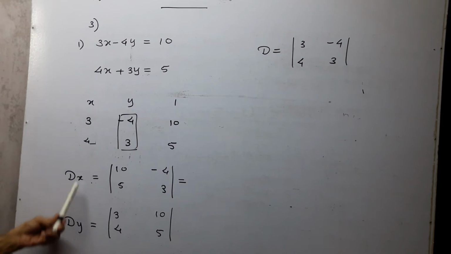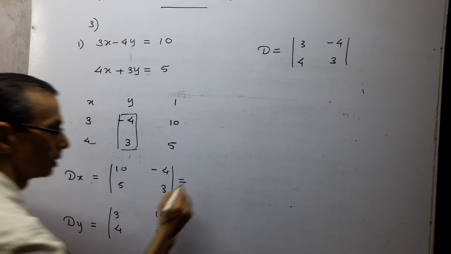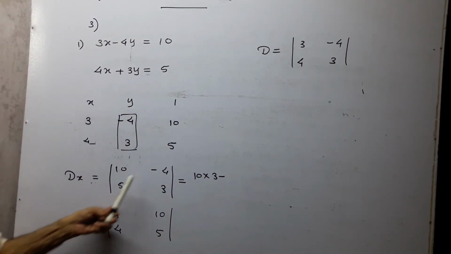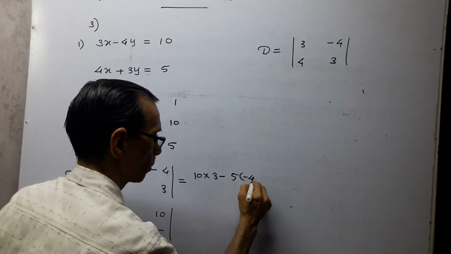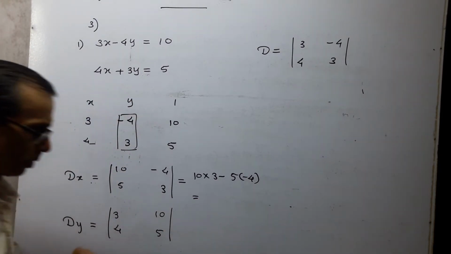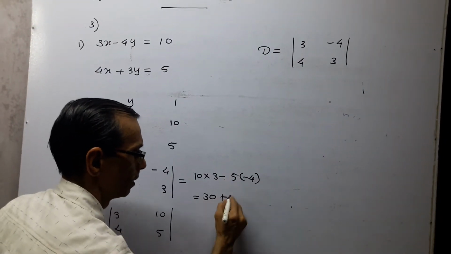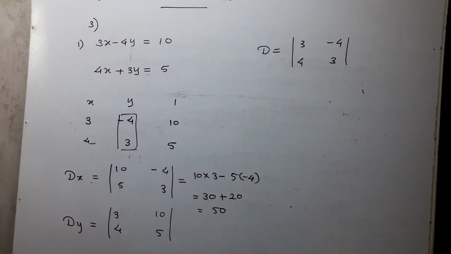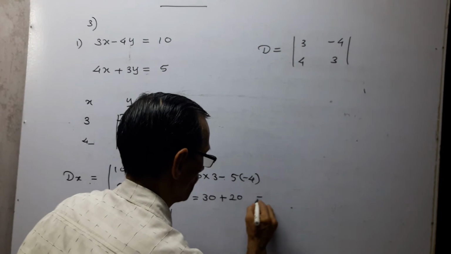Let us find the value of dx first. Now how to find the value of dx? 10 into 3 as usual, minus 4 into 5, that is, minus 5 into minus 4. That equals 30 minus minus, plus 20, and that equals 50. Here dx equals 50.